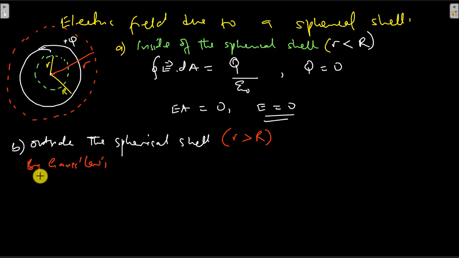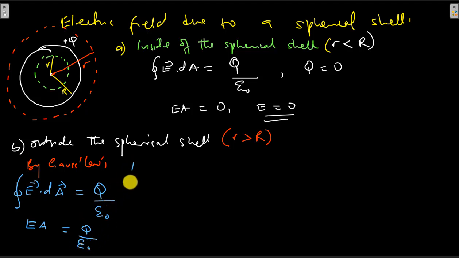by Gauss's law, we know that the integral over the closed surface of E dot dA is given by the charge enclosed divided by epsilon naught. In this case, since the electric field is radial and symmetrical, we have the electric field times the area, which is the total flux, given by the charge enclosed divided by epsilon naught. The area of this spherical surface is 4 pi r squared.